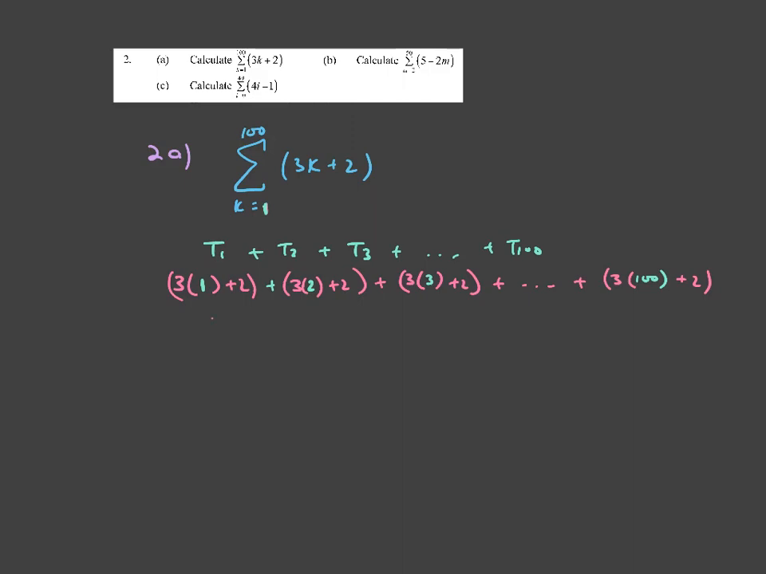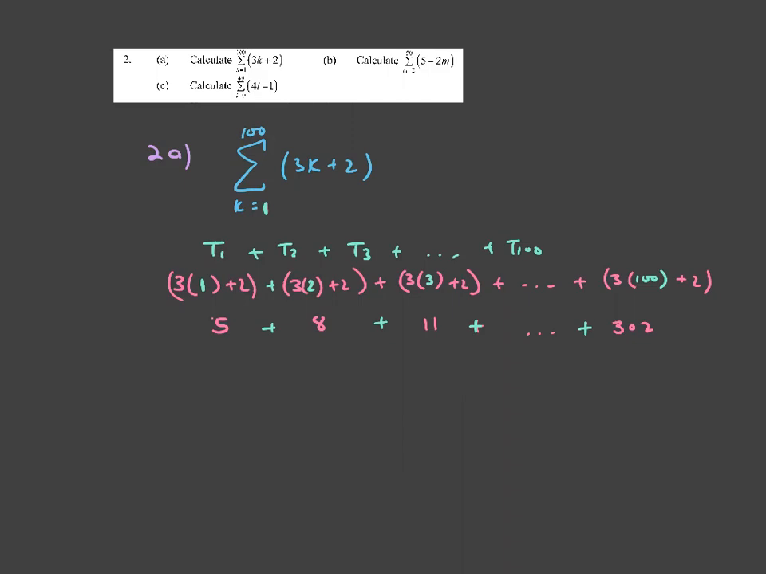So in other words, it's going to be 5, right? 3 plus 2 is 5, and then 6 plus 2 is equal to 8, and then we've got 9 plus 2 is equal to 11, and so on, and then 300 plus 2 is equal to 302. Okay, let's just make those green for all of you that are a bit OCD. So, okay, we've got an arithmetic sequence there.